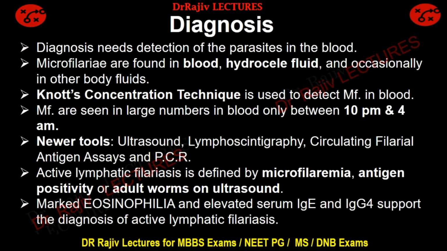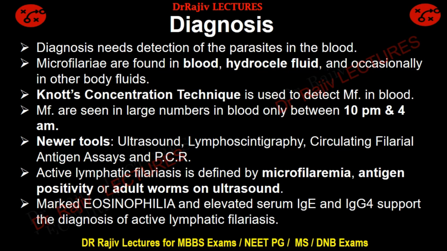A definitive diagnosis needs detection of the parasites in the blood and hence can be difficult. Adult worms residing in lymphatic vessels or lymph nodes are usually inaccessible. Microfilariae can be found in blood, in hydrocele fluid, and occasionally in other body fluids. Knott's concentration technique is a standard method used to detect microfilariae in blood samples.